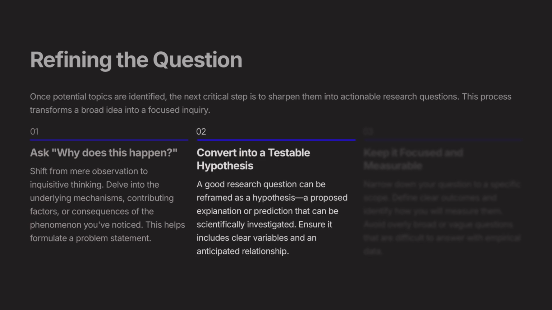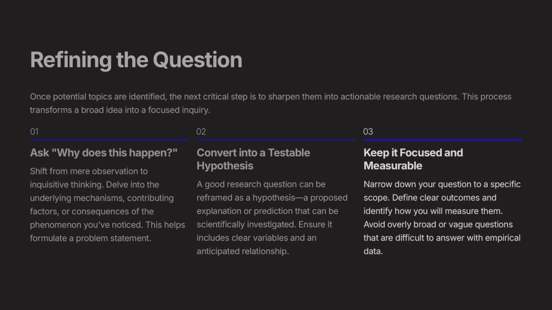Next, convert what you have thought into a testable hypothesis. Every research must have a well-framed hypothesis, a proposed explanation or prediction that can be scientifically investigated, and ensure it includes clear variables and an anticipated relation. You clearly say that by looking at delirium, I am looking at the 6 months quality of life or something like that. So your outcomes must be very clearly defined: 6 months quality of life, correlating it with a delirium diagnosis. So keep it focused and measurable.